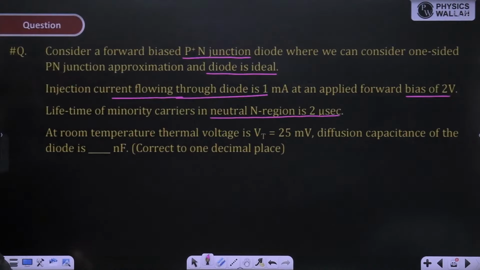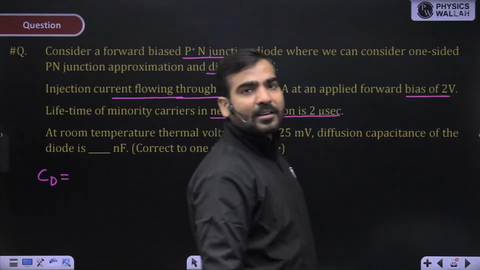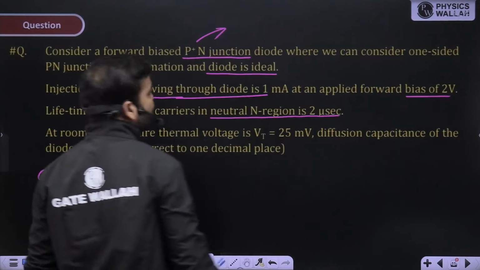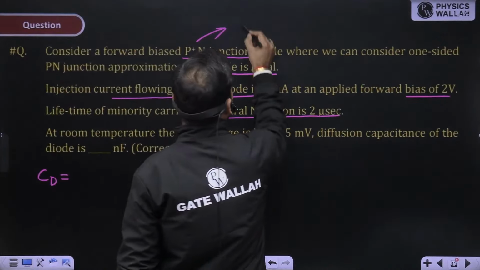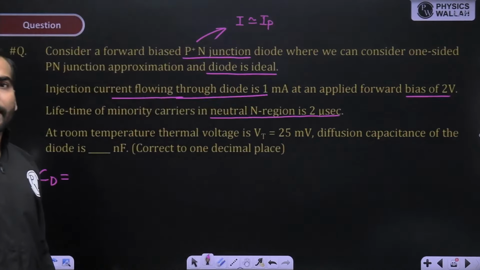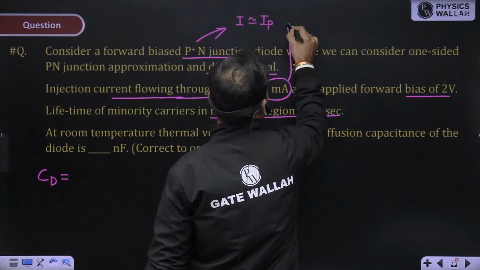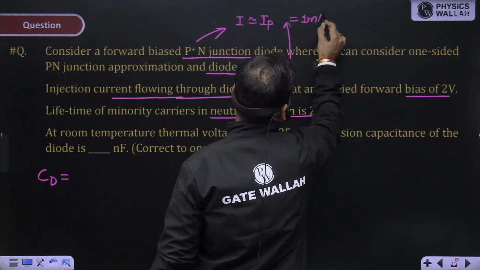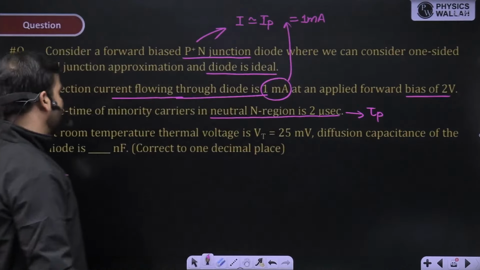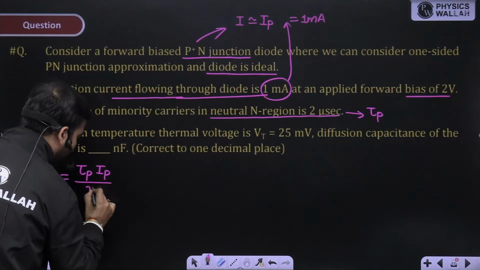Diffusion capacitance of the diode is, what is diffusion capacitance? CD. Yesterday I told you in the Maha revision also, CD is tau I upon eta Vt. Since it is a P plus N junction, most of the current is because of holes. So net current I is approximately the holes current IP. And this IP is given as 1 milliampere. And lifetime is given. This is nothing but tau P, lifetime of minority carrier holes. What is CD? Tau P into IP upon eta Vt.